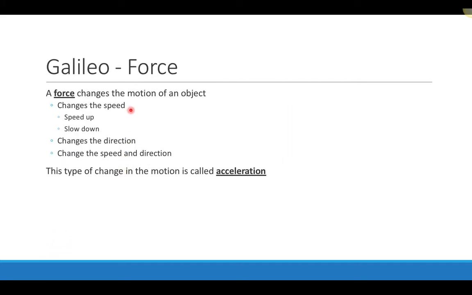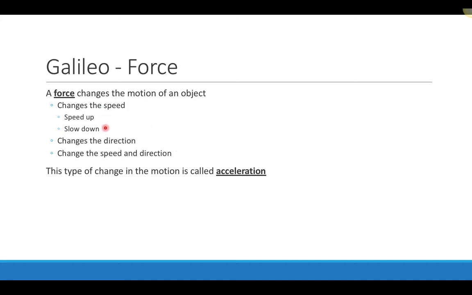And we can change the motion of an object in a number of different ways. We can cause the object to speed up. We can cause the object to slow down. We can cause the object to change direction. That's a change in the motion. Or we could actually have the object change speed and direction.